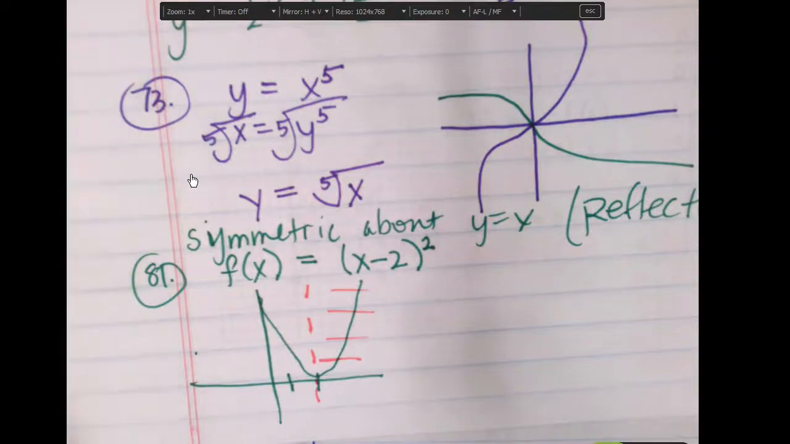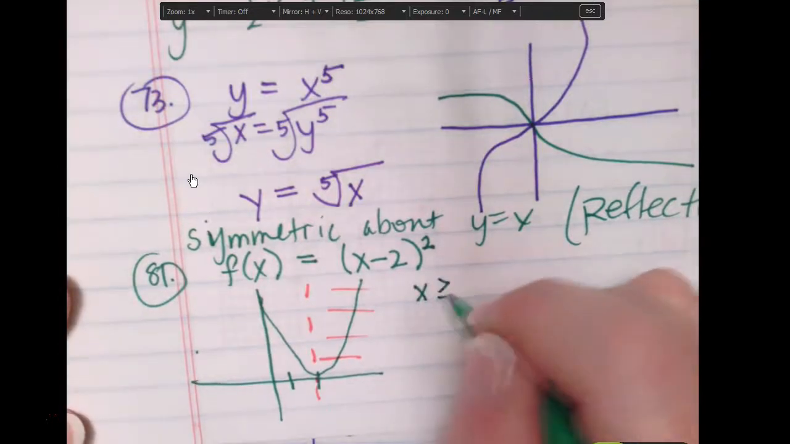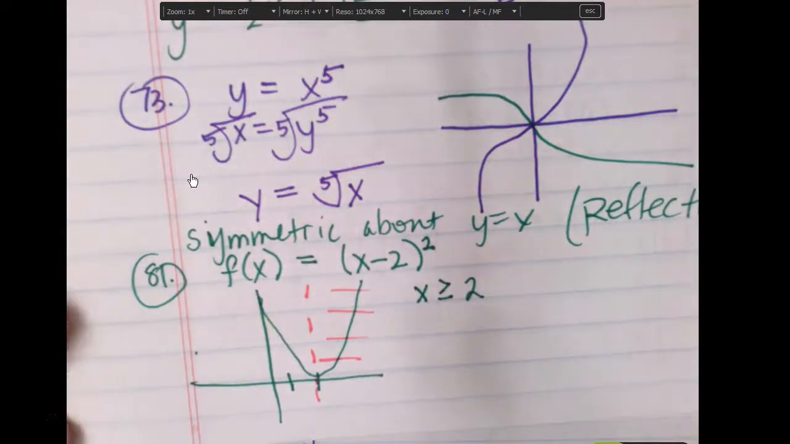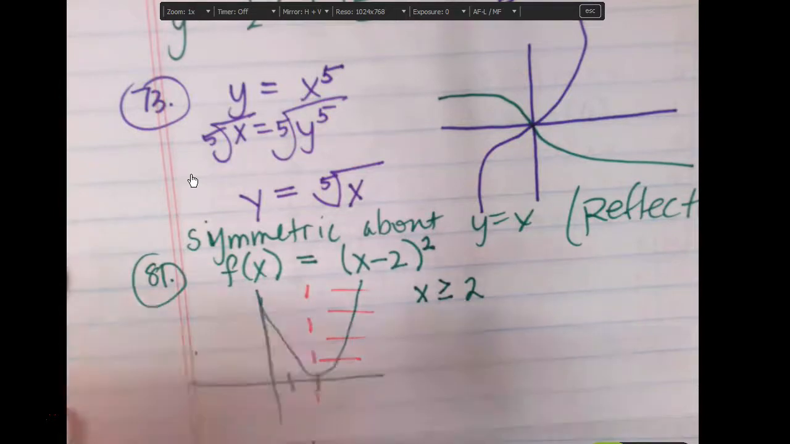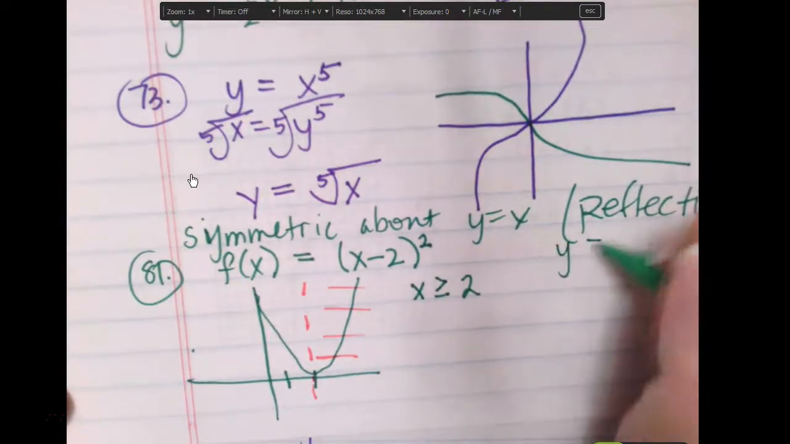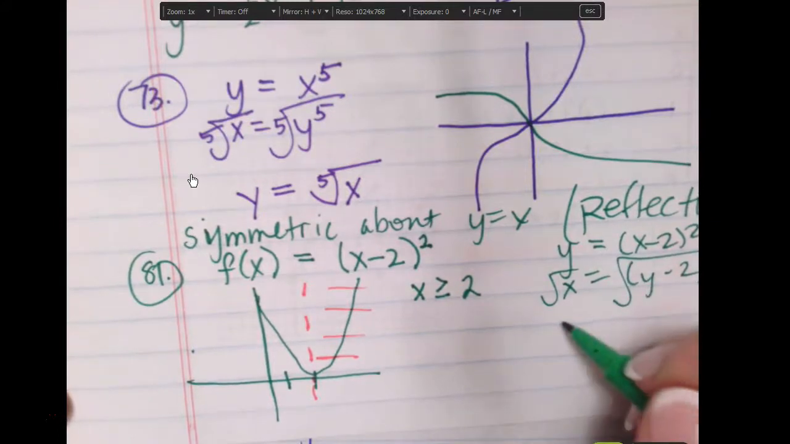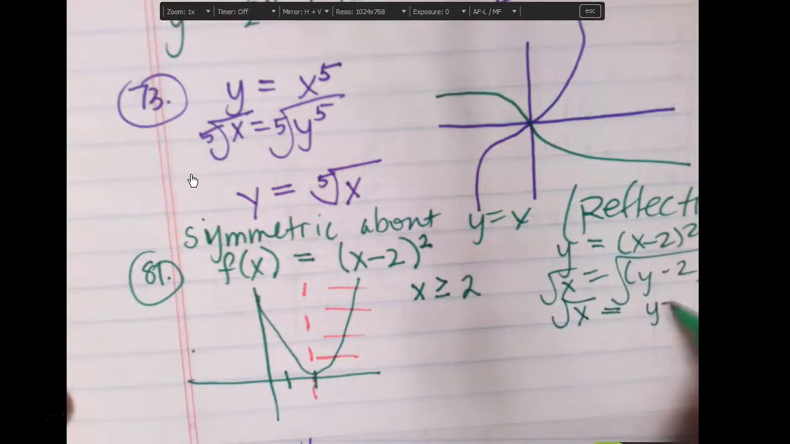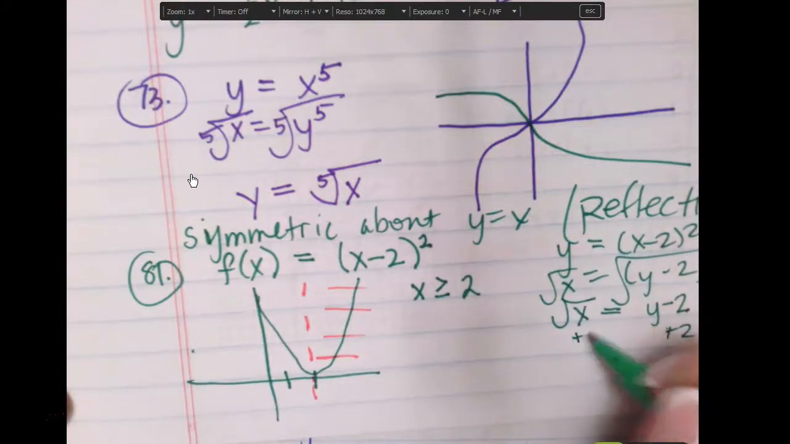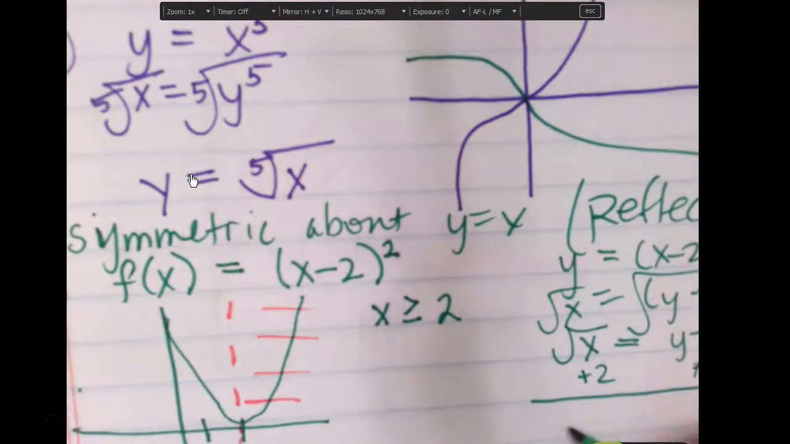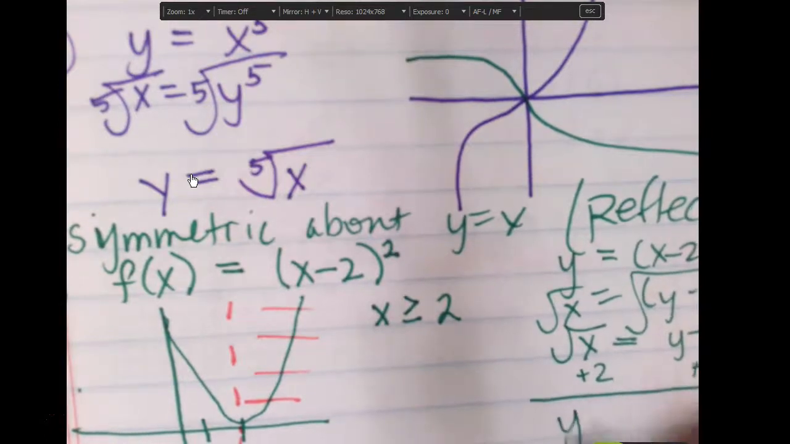So that's what I'm going to do. I'm going to restrict the domain to say, okay, I only want x's that are greater than or equal to 2. And then find the inverse. So we do y equals x minus 2 squared, x equals y minus 2 squared, square root. So square root of x equals y minus 2, plus 2. So our final function is going to be y equals square root of x plus 2.